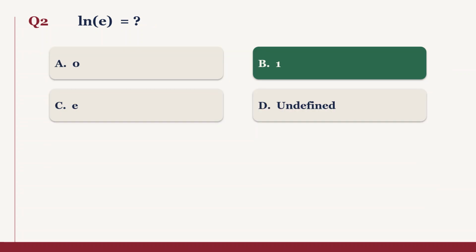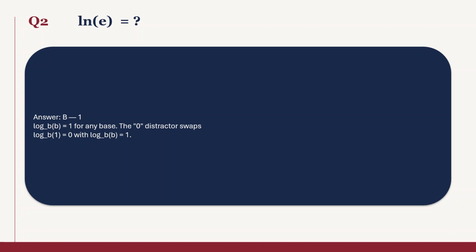Question 2. The natural log of e. Choices: A, 0, B, 1, C, e, D, undefined. Pause, then reveal. The correct answer is B, 1. Log base b of b equals 1 for any base. The 0 distractor confuses log base b of 1 equals 0 with log base b of b equals 1, the swap the special values trap.